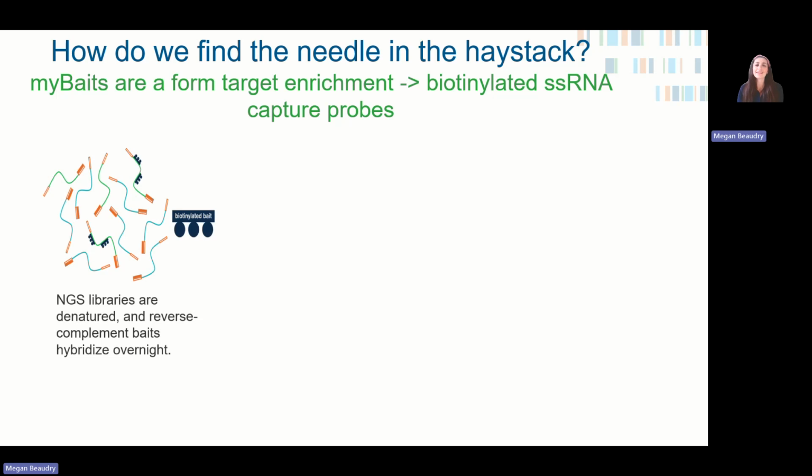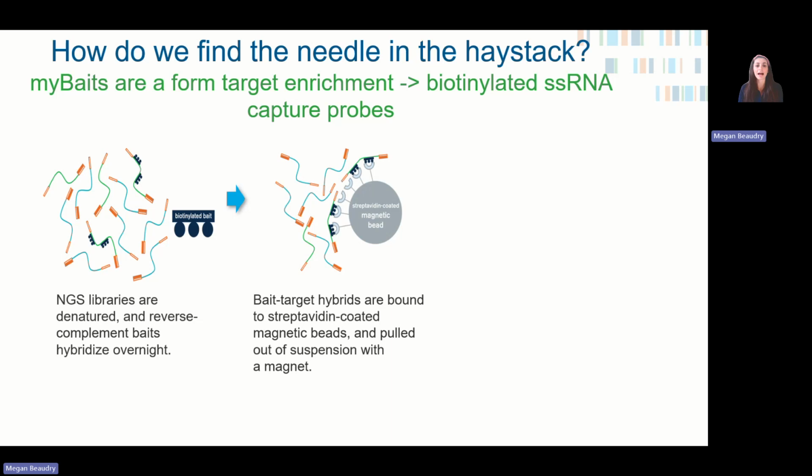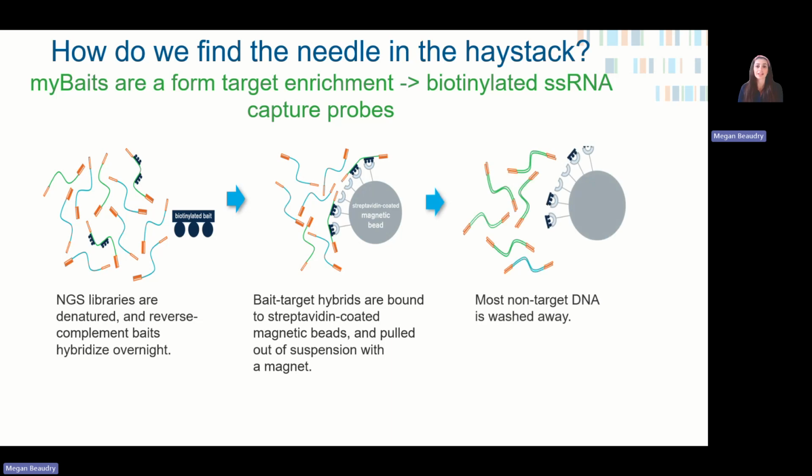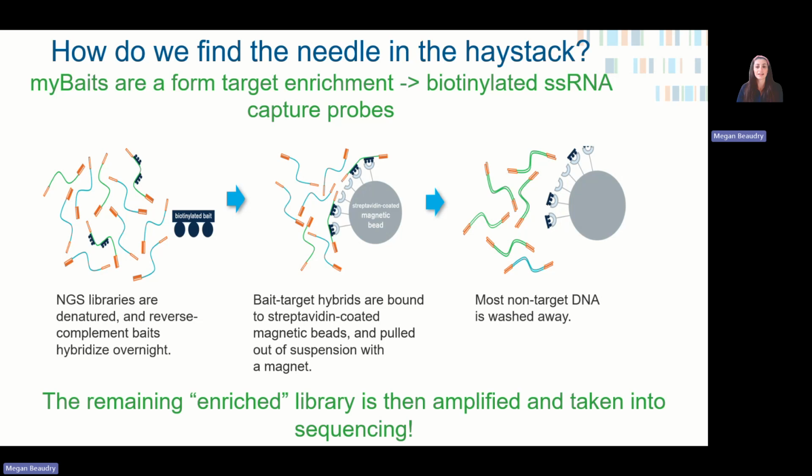So you may be wondering, well, how does this work? How do we find the needle in the haystack? Well, MyBaits are a form of target enrichment that uses biotinylated single-stranded RNA capture probes. We start with an NGS library that is denatured and reverse complemented baits hybridized to overnight. Bait-target hybrids are bound to streptavidin-coated magnetic beads and pulled out of suspension with a magnet. Following this, most of the non-target DNA is washed away. Lastly, we take that remaining enriched library, amplify it, and take it into sequencing.